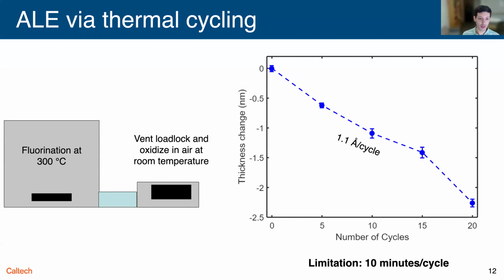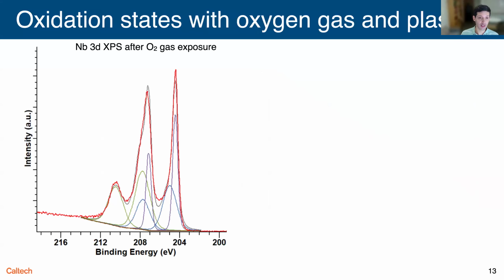So this is good for confirming the hypothesis, but it's not very practical because it's very intensive manually and it's quite slow, 10 minutes per cycle. But with this understanding, we can figure out what we need to do to change the process. And the way to do it is to change the oxidant.